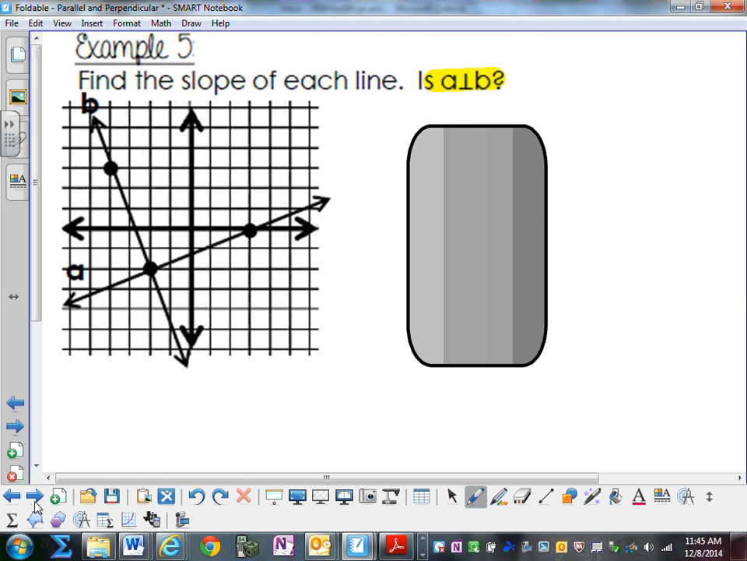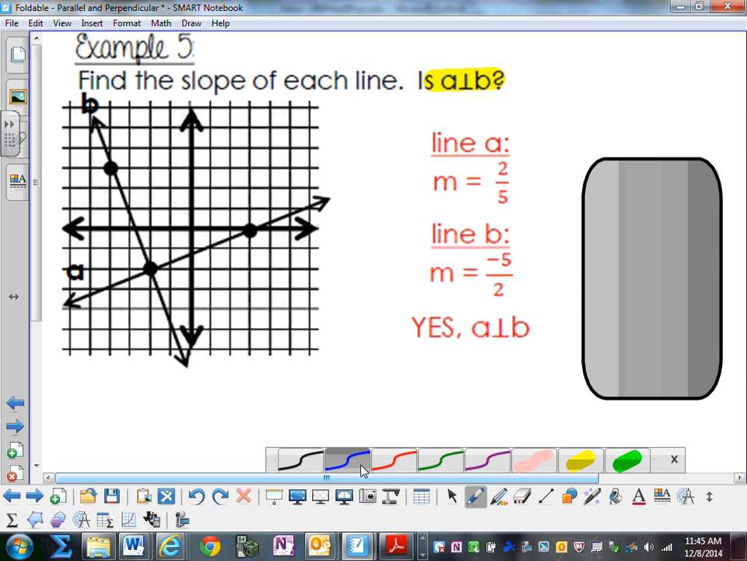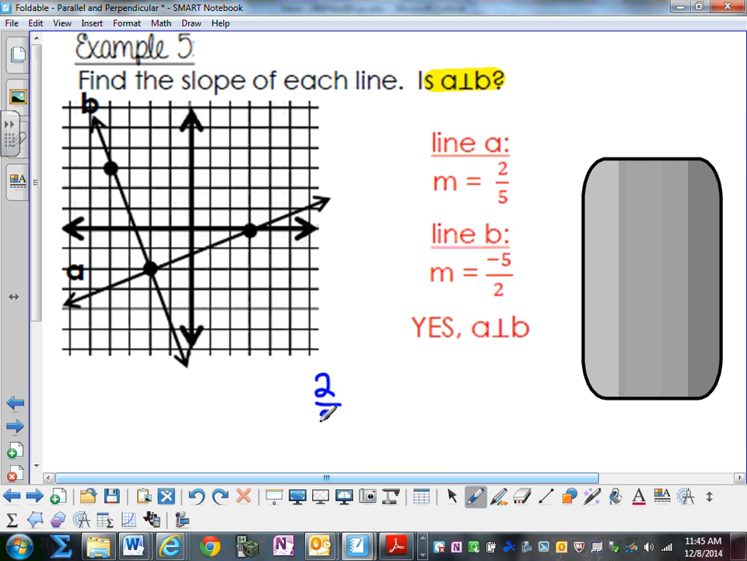Example 5, find the slope of each line. Is A perpendicular to B? Well, the slope of line A is 2/5. So to find the opposite reciprocal of 2/5, 2 is a positive number, so the opposite is a negative number, and the reciprocal is 5/2. So -5/2 is the slope of the line perpendicular. And line B does have a slope of -5/2, so it is perpendicular.